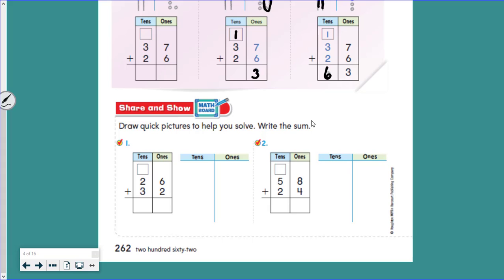So that's what we're going to be practicing today. We're going to be doing all that drawing, but just with less drawing, I should say. So it says draw quick pictures to help you solve, and then write the sum. So 26 plus 32. So we have to draw this nice and neat. This is where all that practice of drawing your quick pictures nice and neat comes in handy, because it helps keep things nice and lined up.